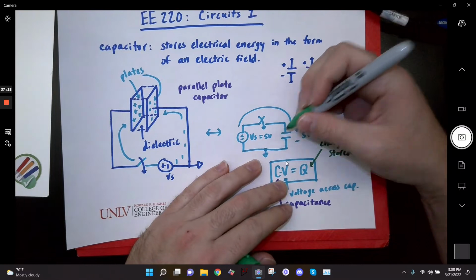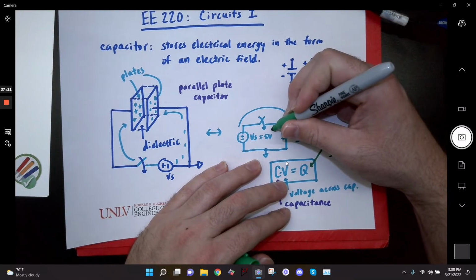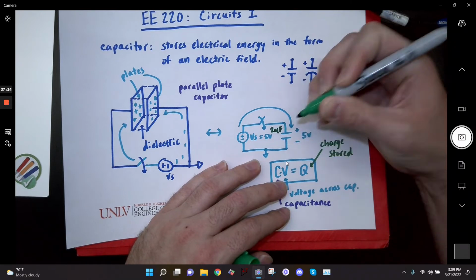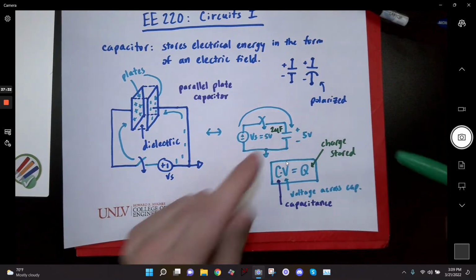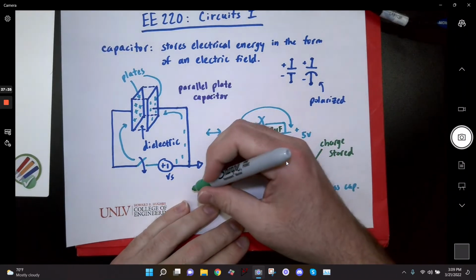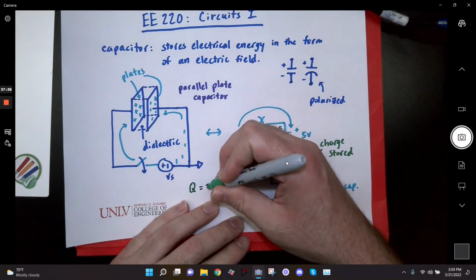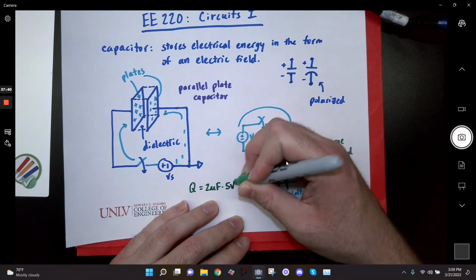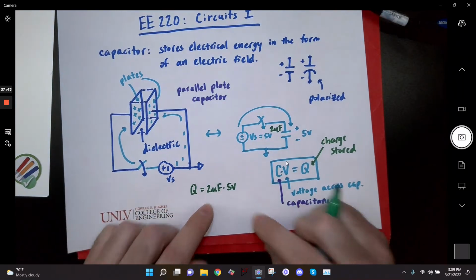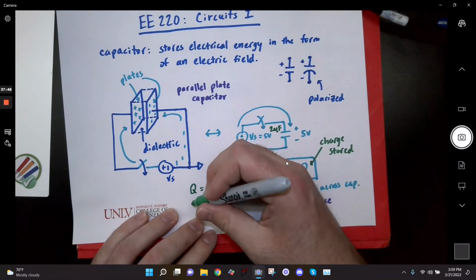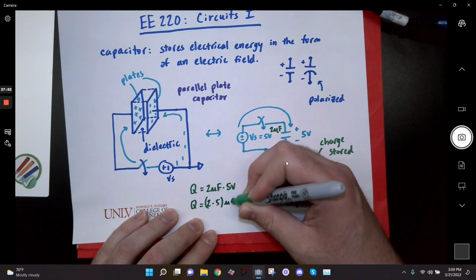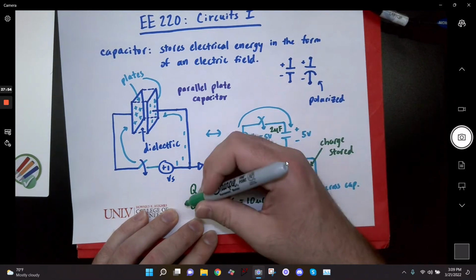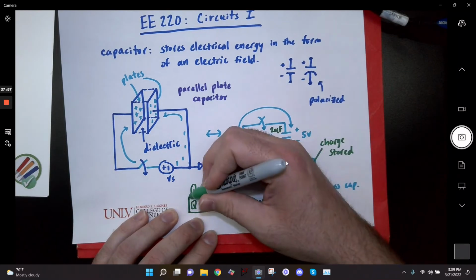So if I wanted to give this capacitor a value, I might say something like 2 microfarads is the capacitor, and then I might ask how much charge is stored on this capacitor, and I can find that by multiplying the capacitance times the voltage across it, right? So Q for that particular capacitor would be equal to 2 microfarads times 5 volts. And if I take farads times volts, I get coulombs, which is the unit of charge, right? So my Q in this case would be 2 times 5 microcoulombs, or 10 microcoulombs. All right? So just as an example.